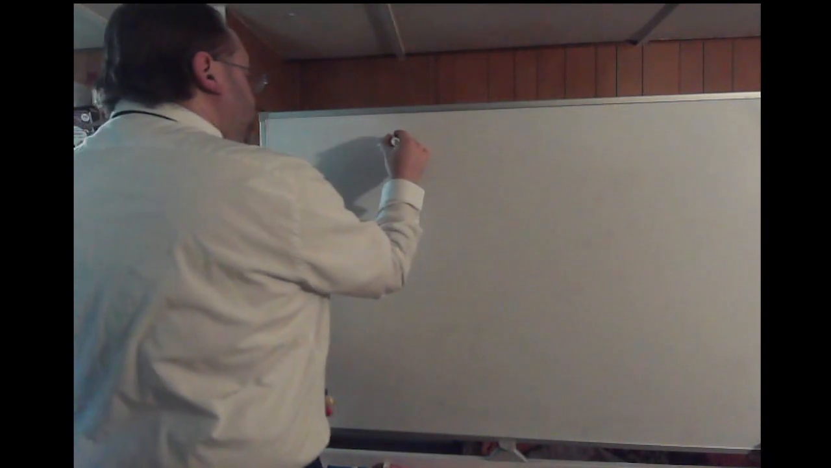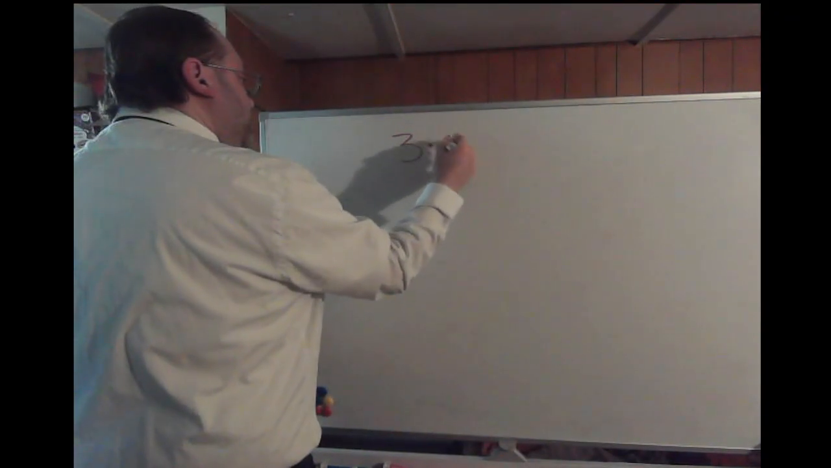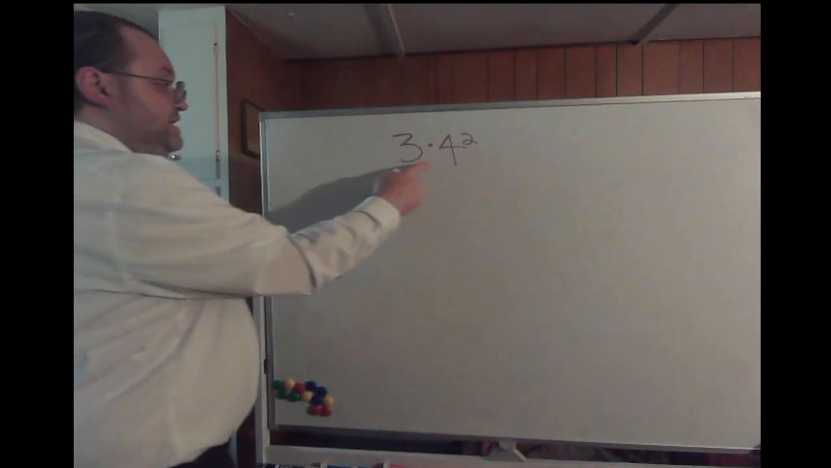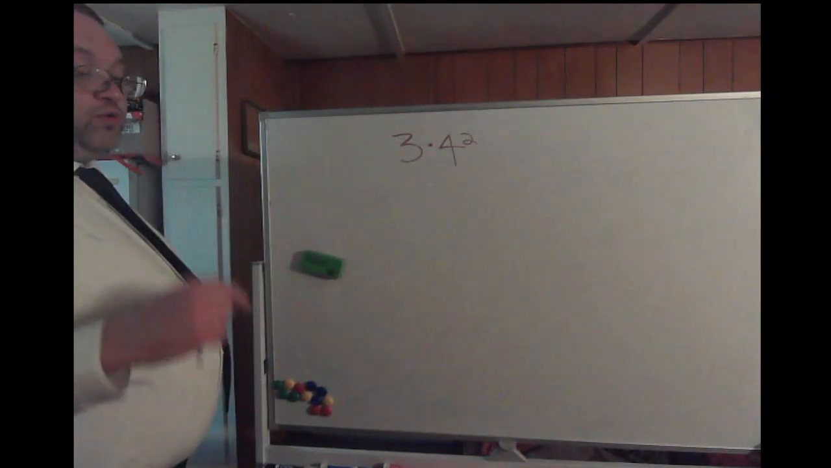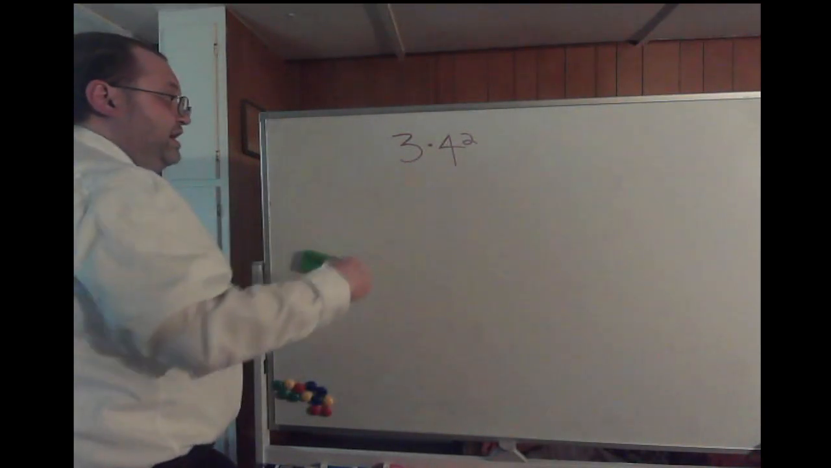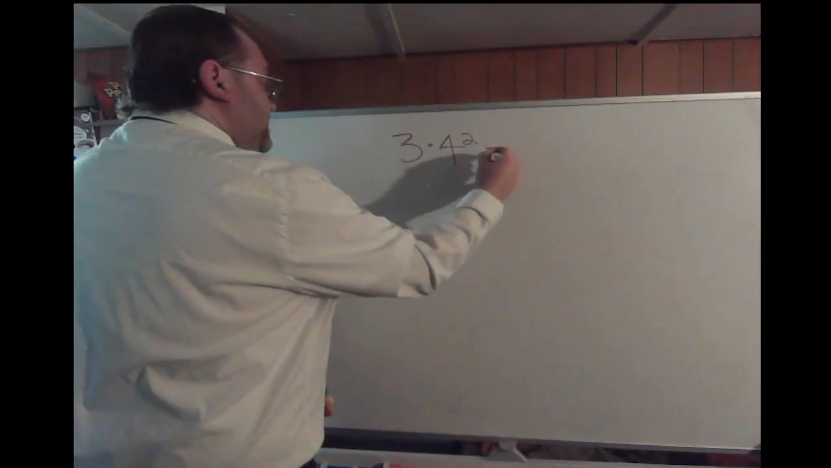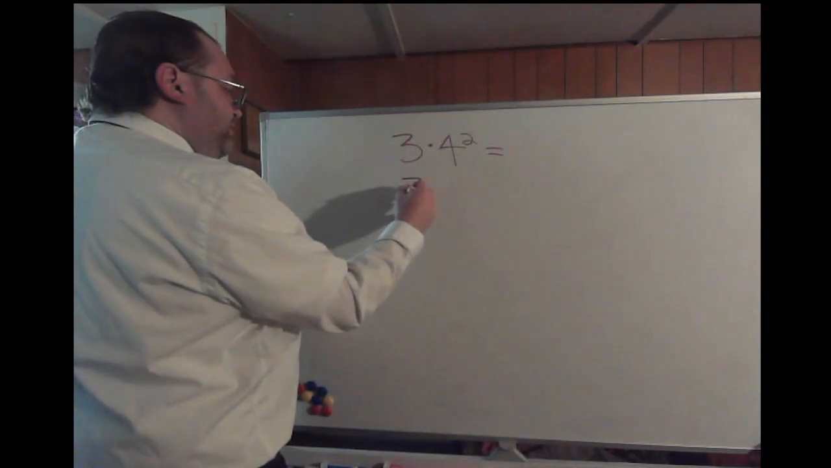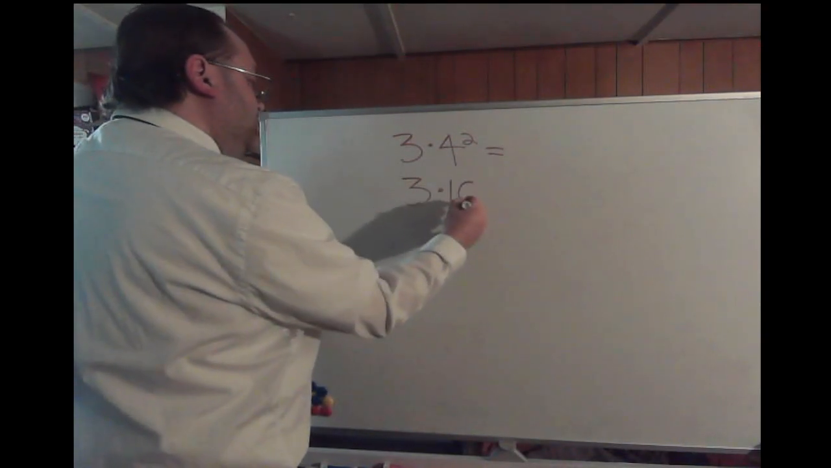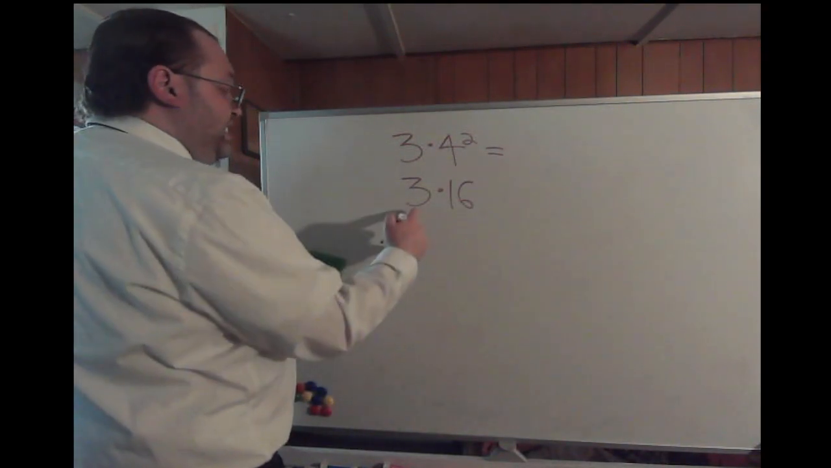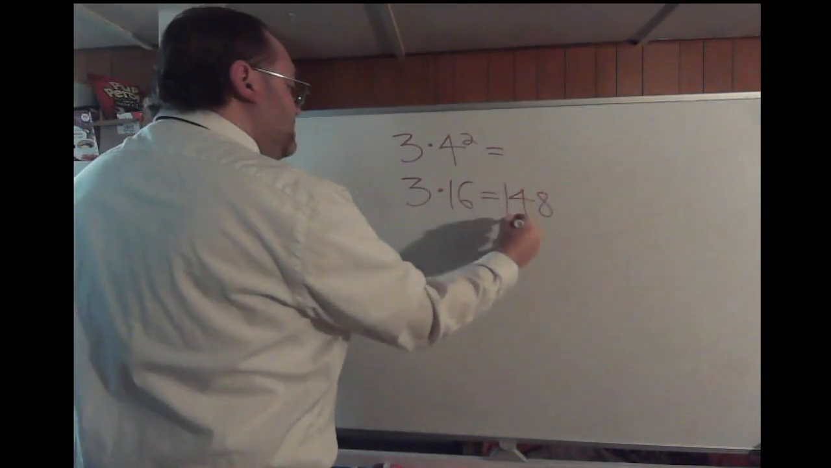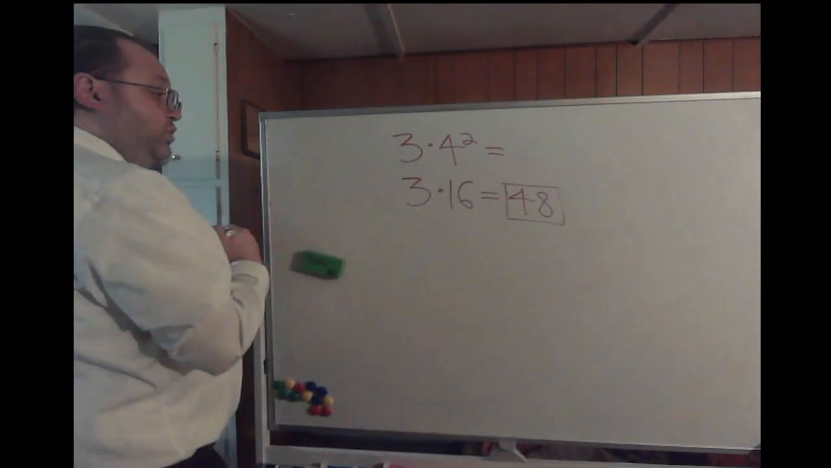Alright, let's do 3 times 4 squared. We have a little bit of order of operations coming into play. The order of operations tells us that the exponent's actually going to be evaluated first before we multiply by the 3. So you're going to have 3 by itself times what is 4 to the second power. That is 16. 4 to the second power is 16. Now you just got 3 times 16, which is 48. So the answer to this expression is 48.